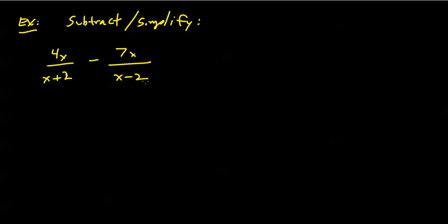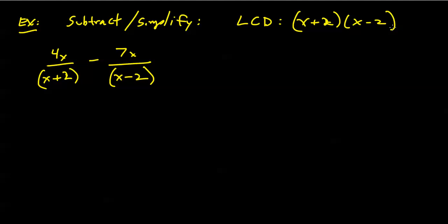Alright, I suppose the first thing I should do is try to spot an LCD. Well, again, the LCD is the smallest quantity that contains all prime factors of each denominator. Notice, this denominator is already prime, can't be factored. This denominator is already prime, can't be factored. So my LCD is going to contain the product of x plus 2 times x minus 2. Remember, the LCD is the smallest quantity that contains as factors all prime factors of each denominator.